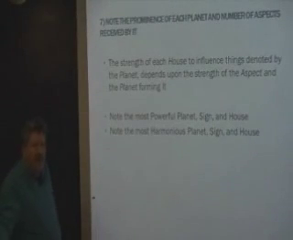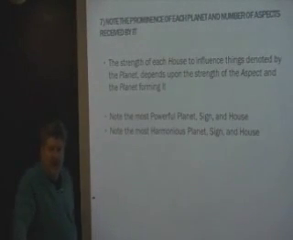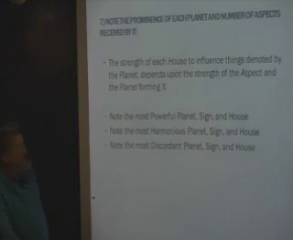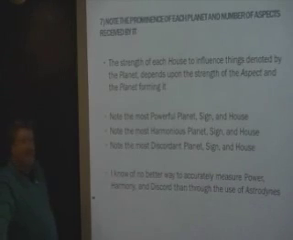And now, with the advent of having astrodynes available on computer, one can do this without having to do the hand calculations, which is looking at the strength of each house and the strength of each planet and aspect. We look at the most powerful planet, sign, and house, and we look for the most harmonious planet, sign, and house, and we want to note the most discordant planet, sign, and house. So, astrodynes. These are the way to accurately determine all of this.